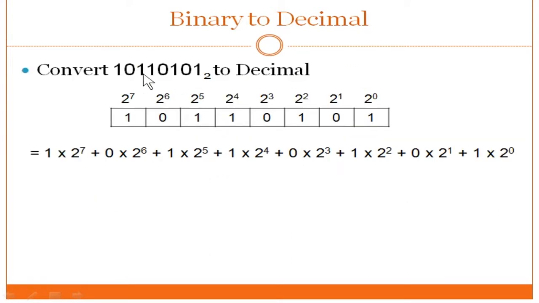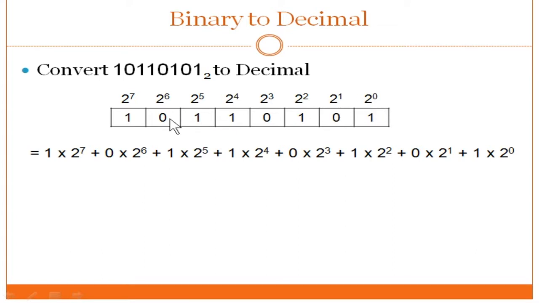Convert 10110101. This is a binary number, base 2, to be converted to a decimal value. As we discussed earlier, just write the numbers from 2 to the power 0 up to 2 to the power 7 here. You have 8 digits here, so it goes on like that. Now just write as it is. So 1 into 2 to the power 7 plus 0 into 2 to the power 6 plus 1 into 2 to the power 5 plus 1 into 2 to the power 4 plus 0 into 2 to the power 3 plus 1 into 2 to the power 2 plus 0 into 2 to the power 1 plus 1 into 2 to the power 0.